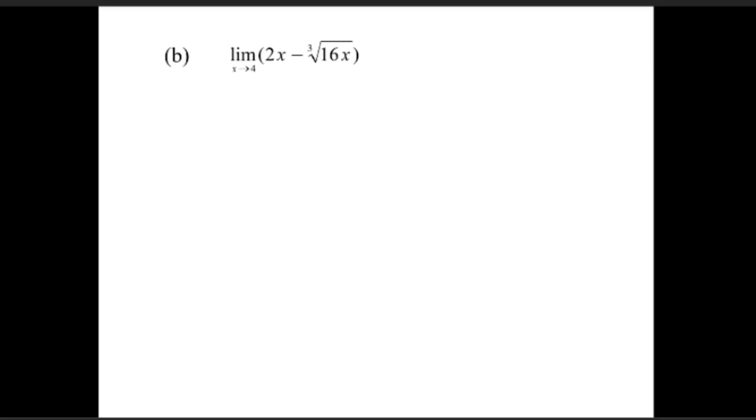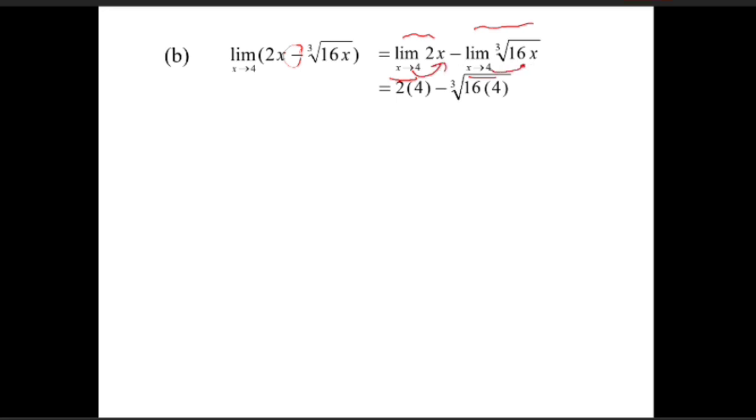Next, example B. Also the same thing. If there's a minus sign in the middle, you can separate it into 2 limits with the same x approaching 4. And then substitute your value of 4 into the x, and find the answer. The answer is just 4.